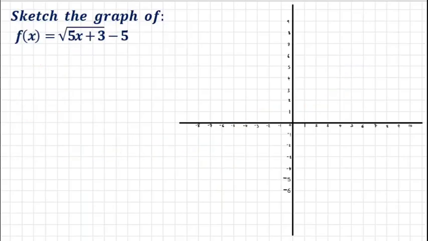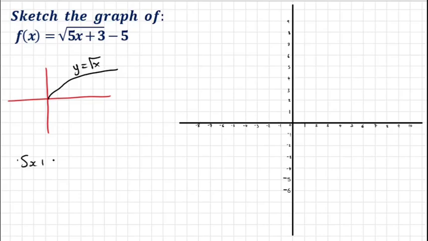Alright, so to sketch f of x is equal to the root of 5x plus 3. The first thing you need to know first of all is that this graph here represents y is equal to root x. So now, since we have a plus there, it means that the graph should be shifted to the left. Why to the left? Because what we have inside the square root is 5x plus 3.